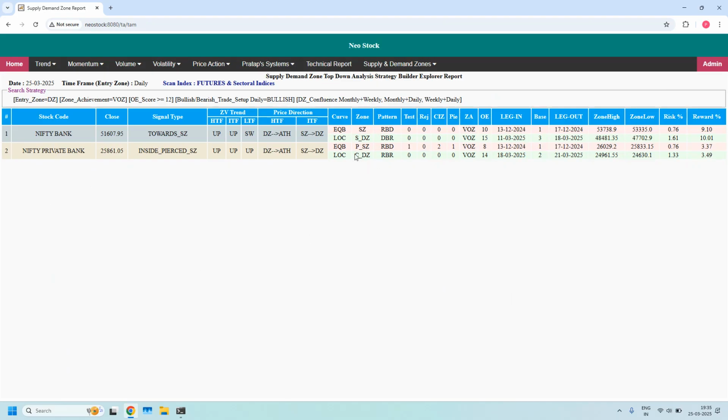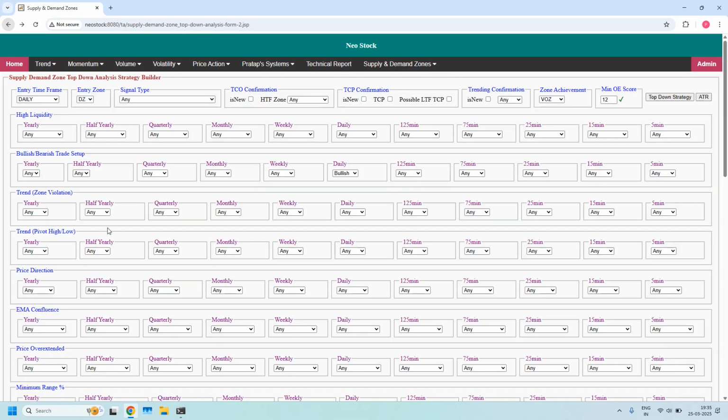In these 2 stocks, these daily demand zones overlapped with weekly demand zone. Both together again overlapped with monthly demand zone. And monthly trend is up. If monthly demand zone having monthly EMA confluence, then the daily demand zones might be having even more high probability to get success. Let's verify.